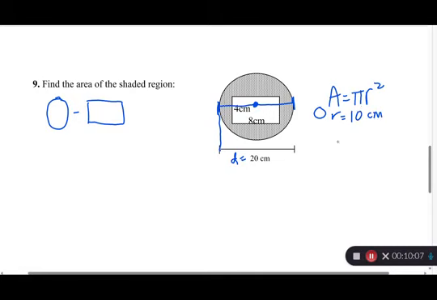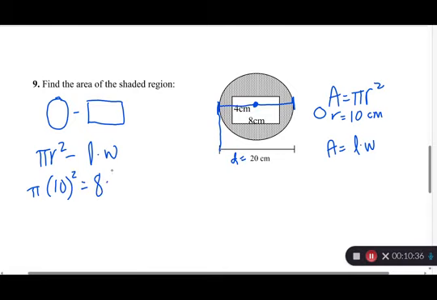Okay. We're also going to need, might as well write it down, the area of a rectangle, which is length times width, or base times height. However you learned it, it's the same thing. So, come back to our simple formula over here. Pi r squared minus length times width. We're going to plug everything in that we need. So pi, we can leave it as a symbol for now, 10 squared minus length, we'll say is 8, width is 4, 8 times 4.